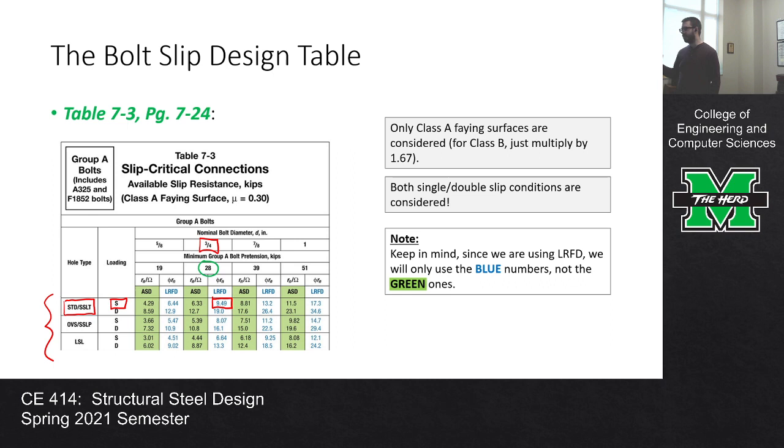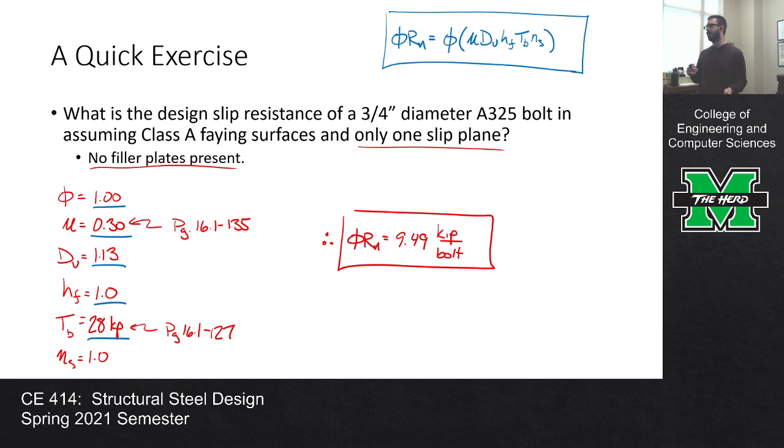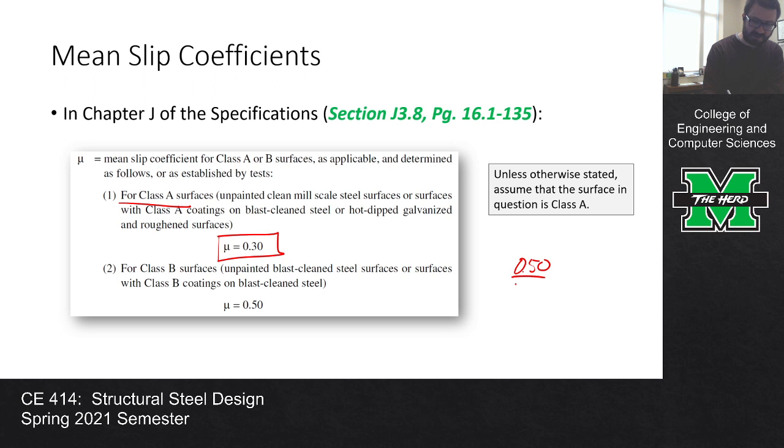Any questions? Does this make sense? And one final thing, all of table 7-3 is for class A faying surfaces. So if you've got a class B faying surface, these values are not going to work. You have to multiply them by 1.67. Why 1.67? Well, what's 0.5 over 0.3? 1.67. That's all that is. It's just adjusting the values in the table for class B as opposed to class A.